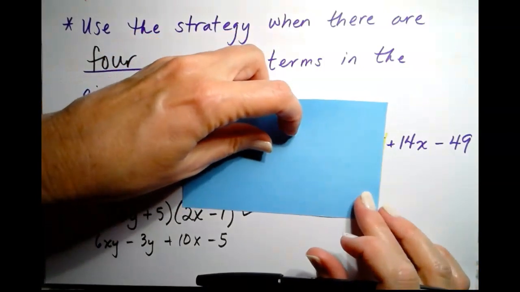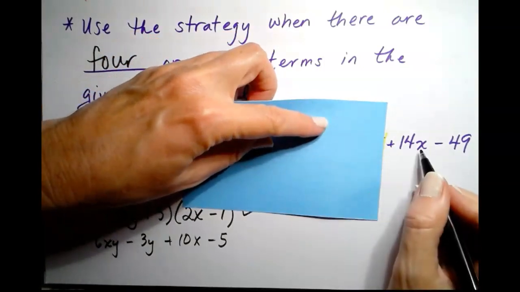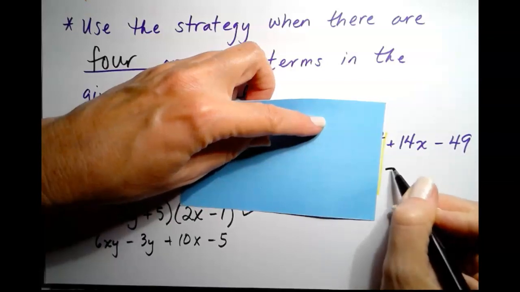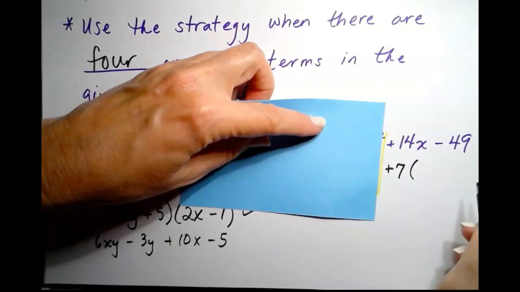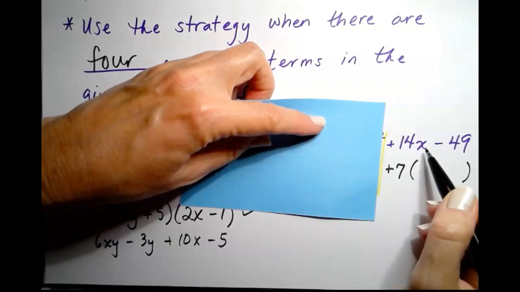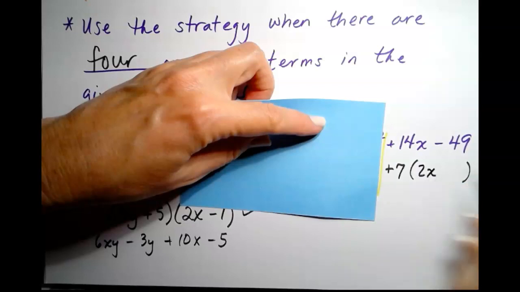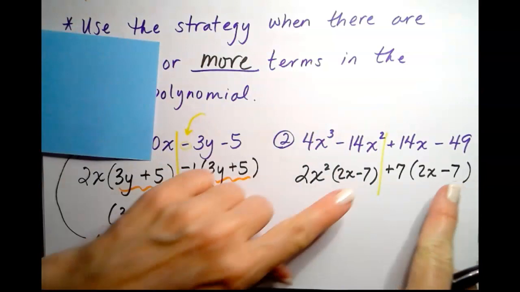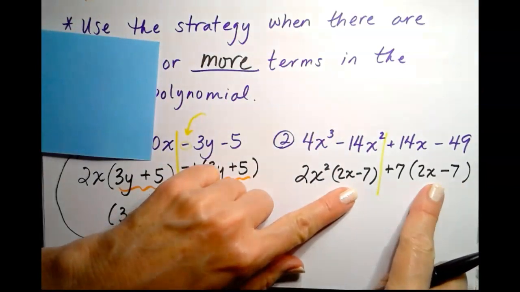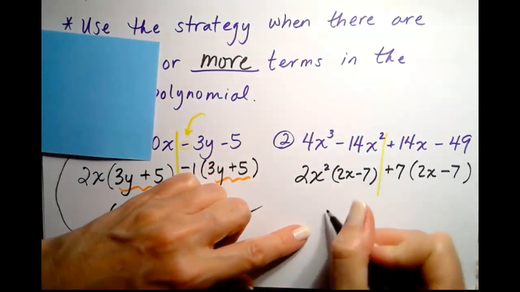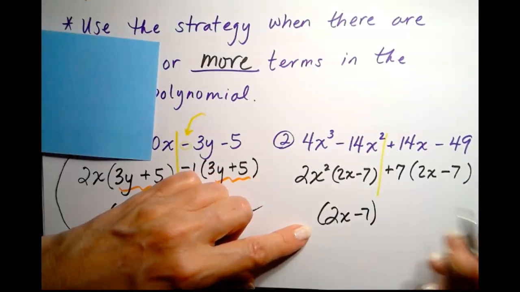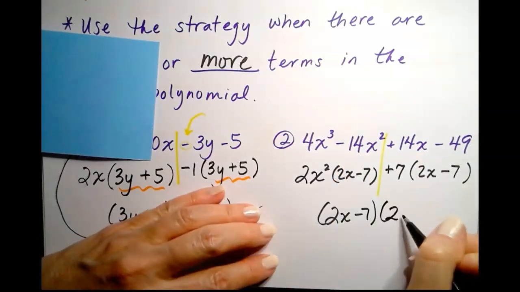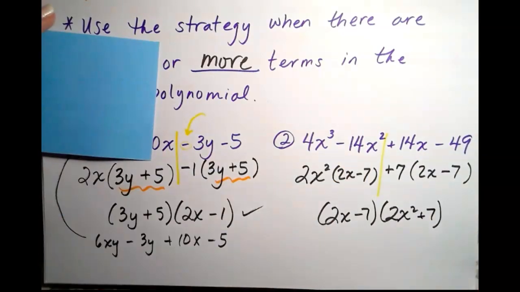We want to look at the other side. Positive 14x minus 49 has a greatest common factor of 7. Positive 7 is coming out. 14x divided by 7 is 2x. Negative 49 divided by 7 is negative 7. Once again, we have a binomial greatest common factor. Bring it to the front. What's left? 2x squared plus 7. That is factoring by grouping.